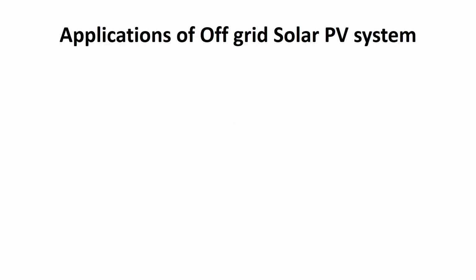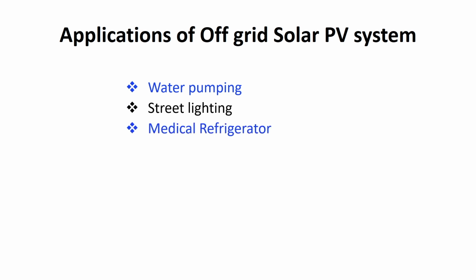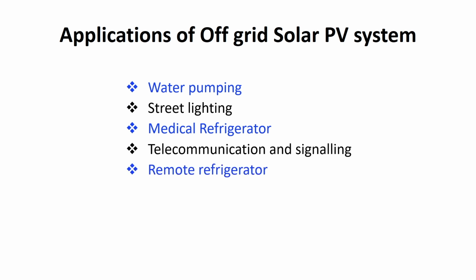So, what are the applications of off-grid solar PV systems? It may be water pumping, street lighting, medical refrigerators, telecommunications and signaling, remote refrigerators, and there are many more applications of off-grid solar PV systems. Of course, we have to mention household applications, because we can use it in many of the utilities applied in households.